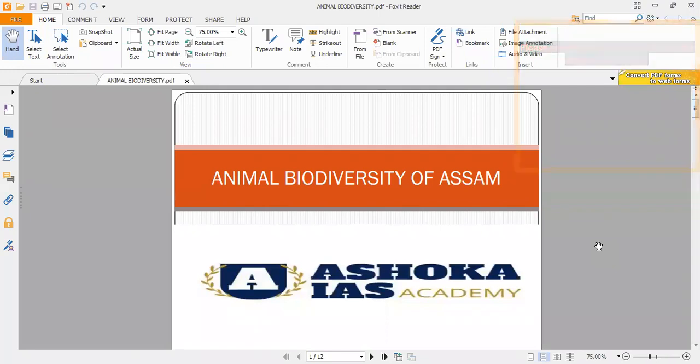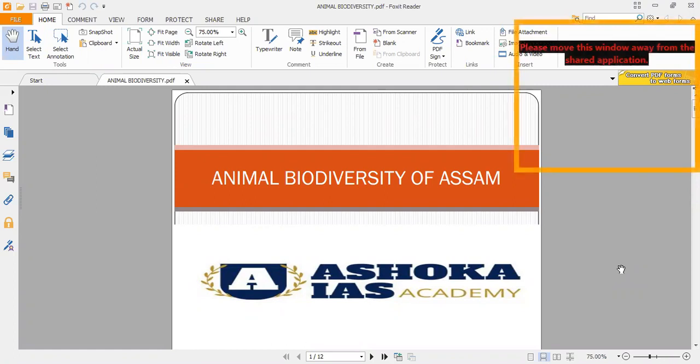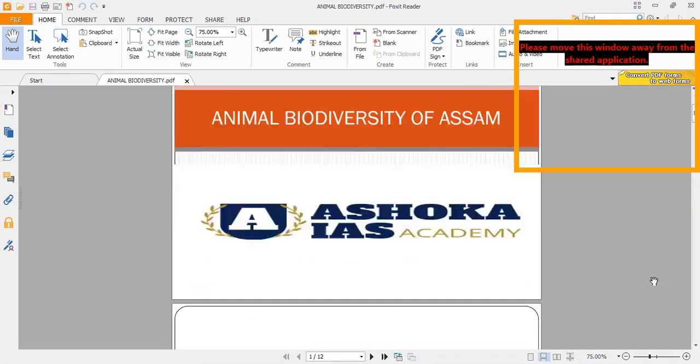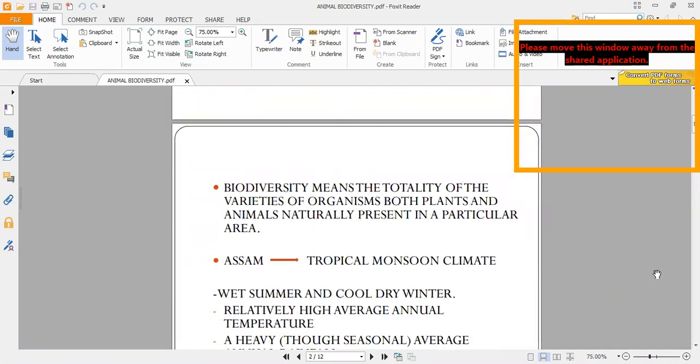In this class of Assam Geography, we are going to cover this topic, animal biodiversity of Assam. So in this class, we are going to see the different types of animals, the important animals that we can find in our state. So first of all, before going to animal biodiversity, we have to understand what is the meaning of biodiversity.